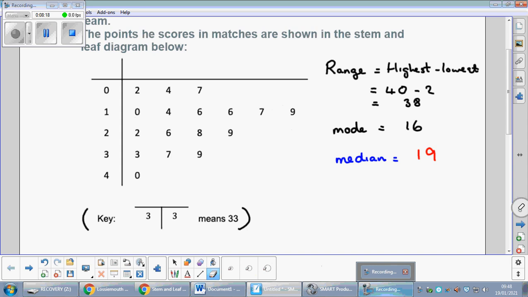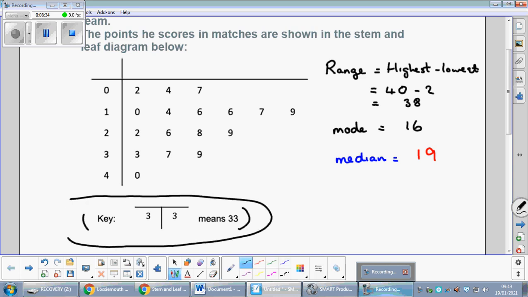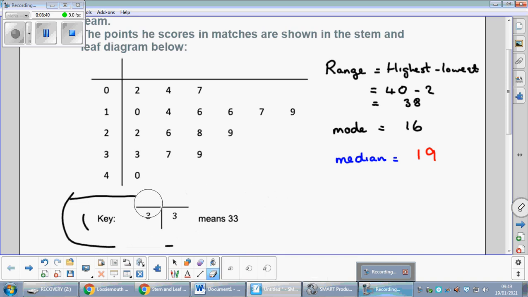So the range is the highest minus the lowest. The mode is the most common. And the median is 19. And we must have a key to tell us what's going on. We'll be drawing one in a minute. Let's just go on to the next question.